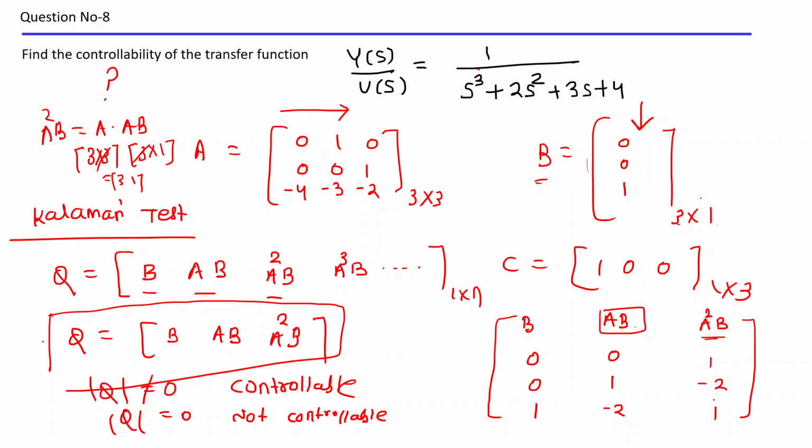Now this C, this is a Q matrix that is formed. Now you first find out the determinant of this 3 cross 3 matrix. After finding the determinant, you see whether the determinant is 0 or not 0. If it is 0, then it is non-controllable. If it is non-zero, it is controllable. So find the controllability of the transfer function. I think the determinant of this matrix will be not equal to 0. So the system is not controllable. So the answer is not controllable.